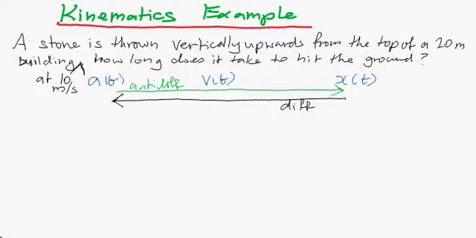So let's get into the example and we'll work through it. A stone is thrown vertically upwards from the top of a 20-meter building at 10 meters per second. How long does it take to hit the ground?